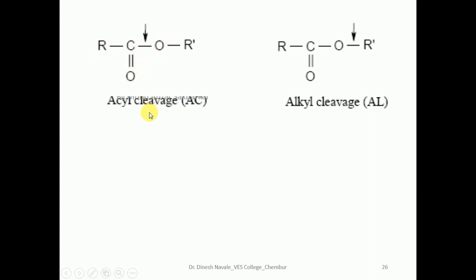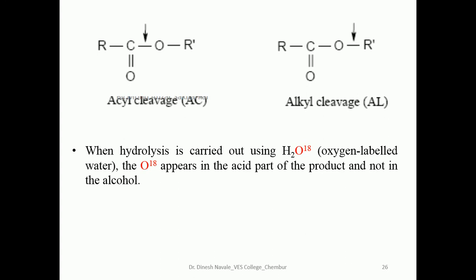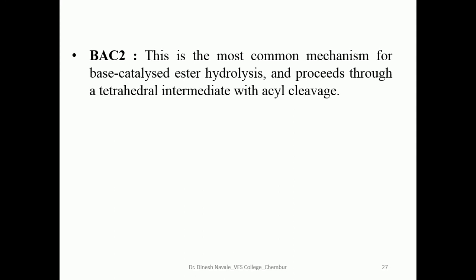That means these mechanisms are carried out by the BAC2 mechanism, which can easily be supported by a simple labeling study. That is, the oxygen 18 label is formed. If the labeled oxygen 18 is part of the acid, and not part of the alcohol, that is a confirmation that there is breaking of the acyl oxygen bond. That means the BAC2 mechanism is carried out. The same thing is carried out in the AAC2 mechanism also.